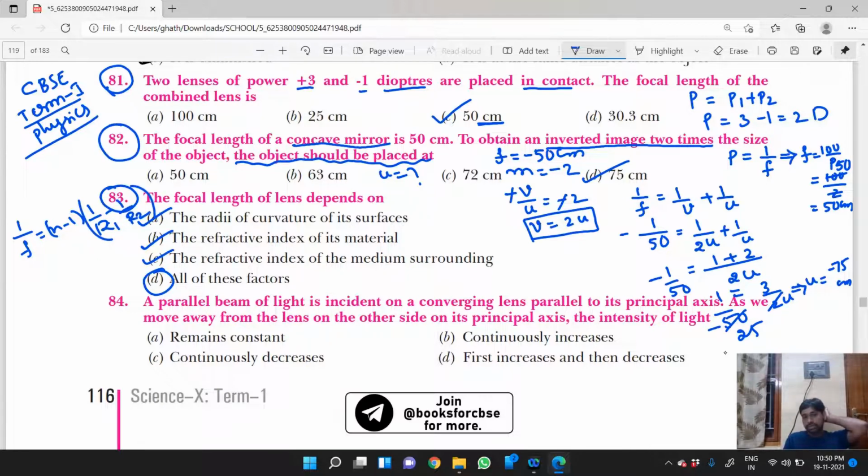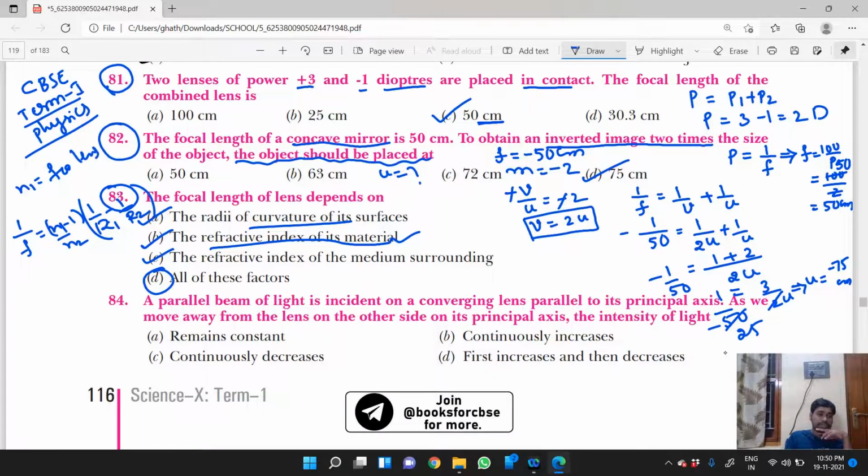In this, if you observe, the radii of curvature are there, and the refractive index of the material of the lens is there. At the same time, if you write it here, it is n1 and n2. So n1 is the refractive index of the lens, and n2 is that of the medium in which it is present. So it depends on the surrounding medium also. So the answer for this question is all of the above.